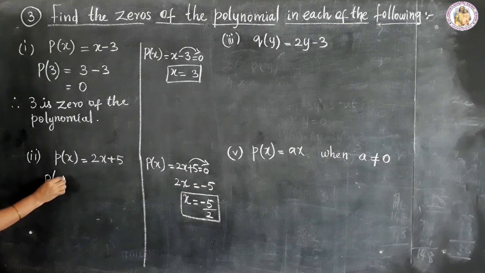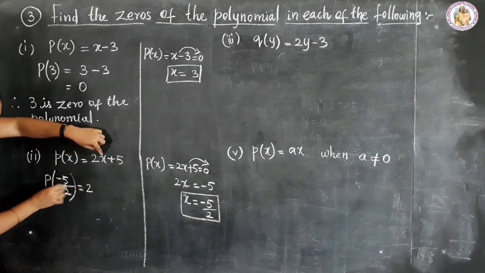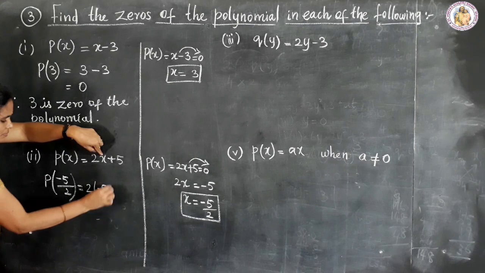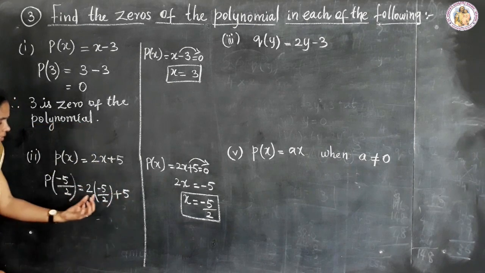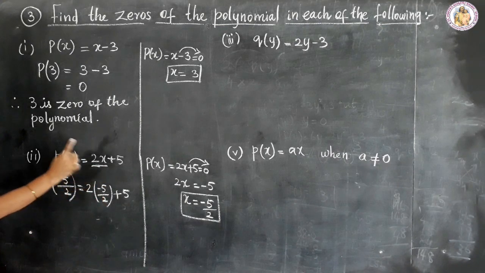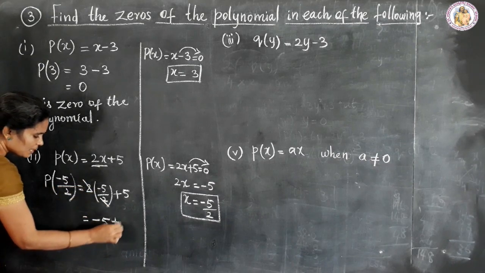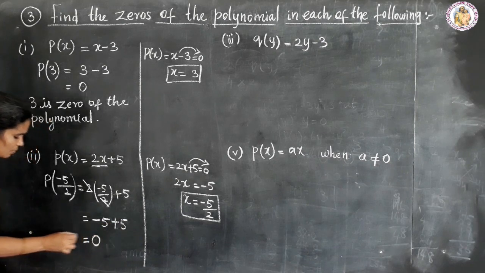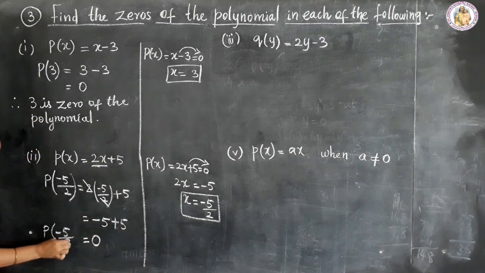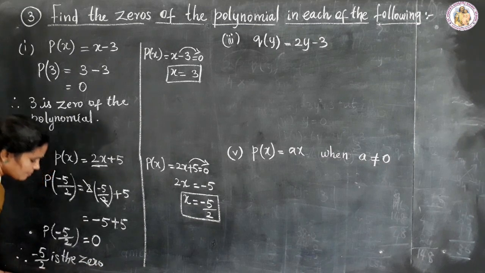p of minus 5 by 2 is equal to 2, in the place of x, right, minus 5 by 2 plus 5. Here 2 within bracket minus 5 by 2. These are single terms. So you have to cancel 2. Remaining we have minus 5 plus 5. Plus 5 minus 5 is equal to 0. So therefore if we use minus 5 by 2 in that polynomial it becomes 0. So minus 5 by 2 is the zero of the polynomial.